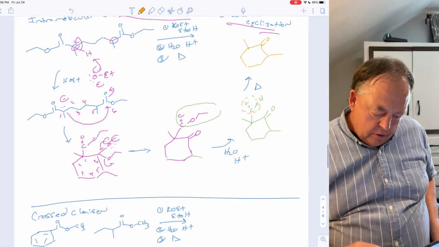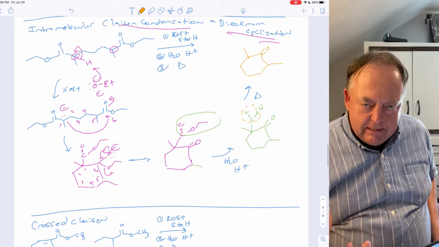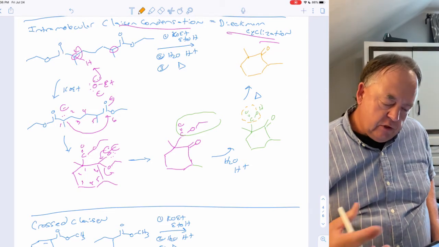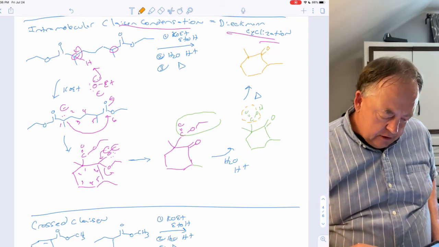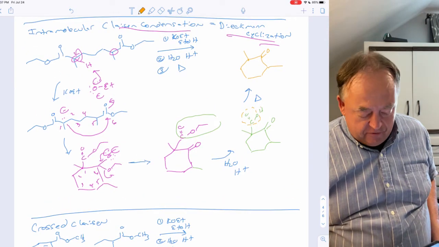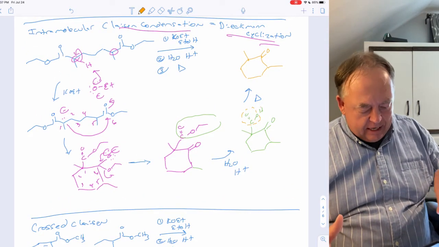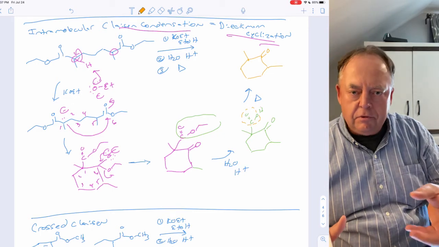So hopefully you would agree that this is a little bit harder to see the products than previous reactions that we've done in organic chemistry 1 and 2. This is why this is a much harder chapter, I think, for most students, because to see the product, you kind of have to think about all of the steps along the pathway.